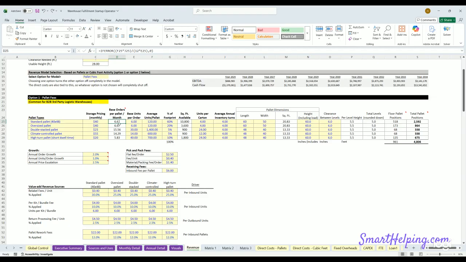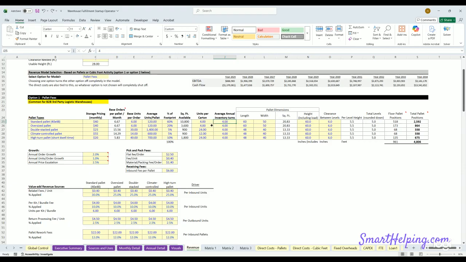Okay, so again, what we're talking about here is not going to affect this monthly price whatsoever. This monthly price is just for occupied pallets or pallet spaces, but the order counts and all that will matter for pick and pack fees, which you charge. You can have a flat fee per order, also a fee per unit shipped, a material or packing fee per order, and then receiving fees based on inbound pallets. And all of that is going to run off of this activity we're defining here.